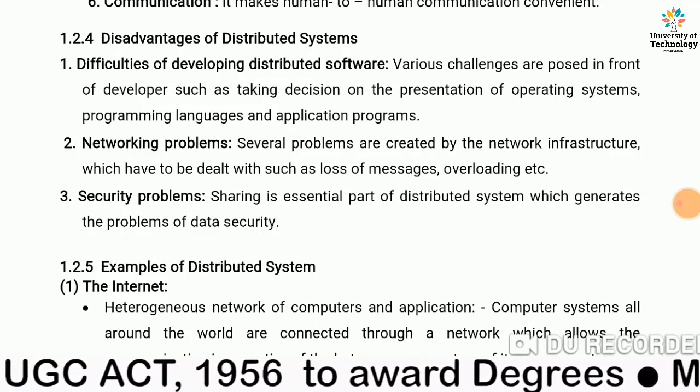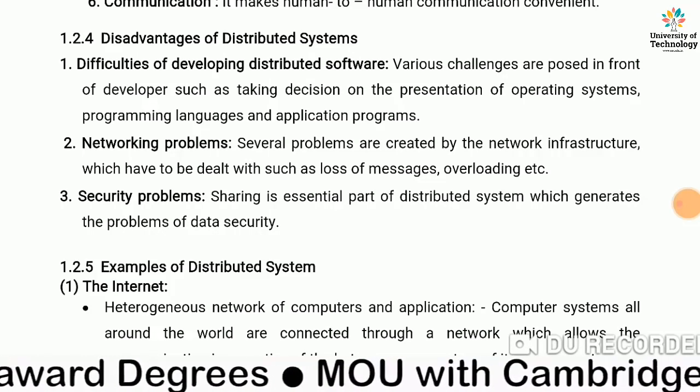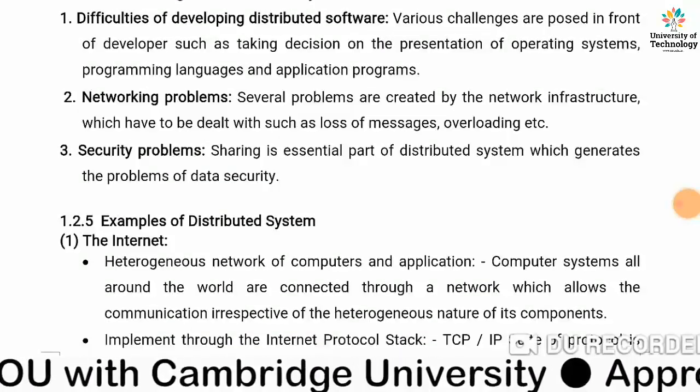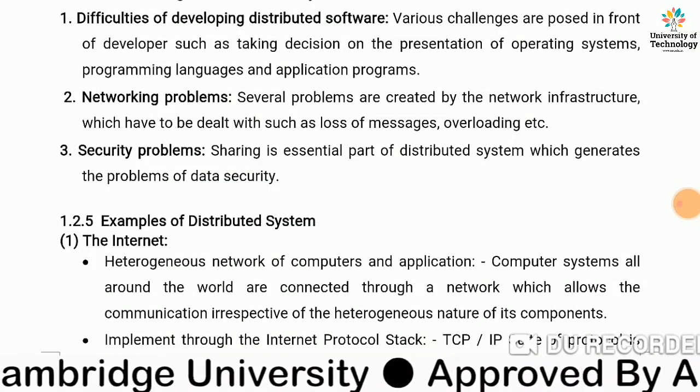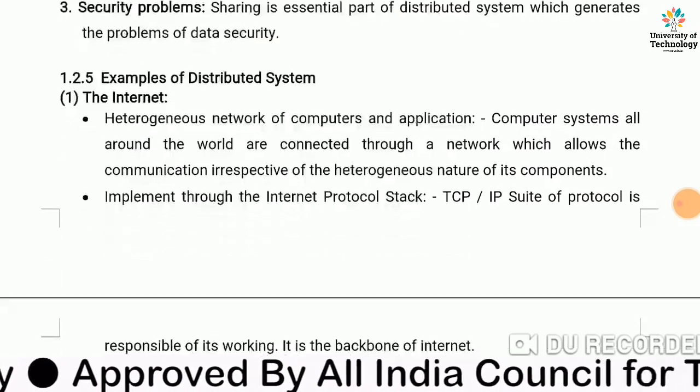So these are the disadvantages. First, difficulties of developing distributed software. Second, networking problems. Third, security problems. Okay. Next, let's go to examples of DS.